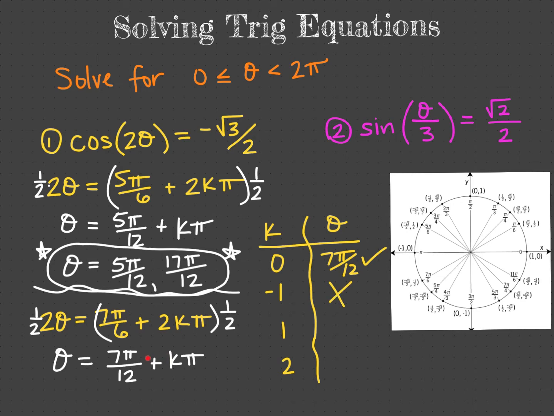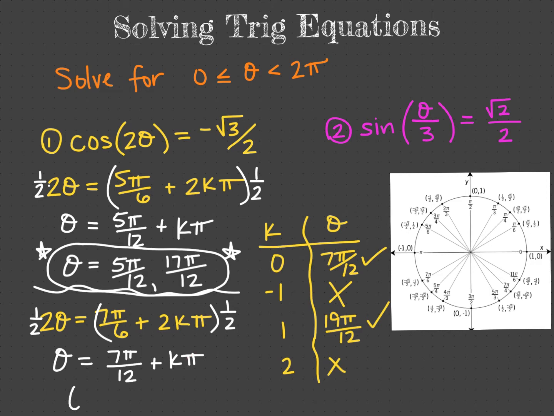What if k was 1? If k was 1, we'd be adding 7 pi over 12 plus a whole pi, 7 pi over 12 plus 12 pi over 12. Well, 7 plus 12 is 19, so we would have 19 pi 12ths. Adding 2 pi would be too big. Now 19 pi over 12 is in between 0 and 2 pi, so that's another potential solution. So this one gives us also 2 solutions here.